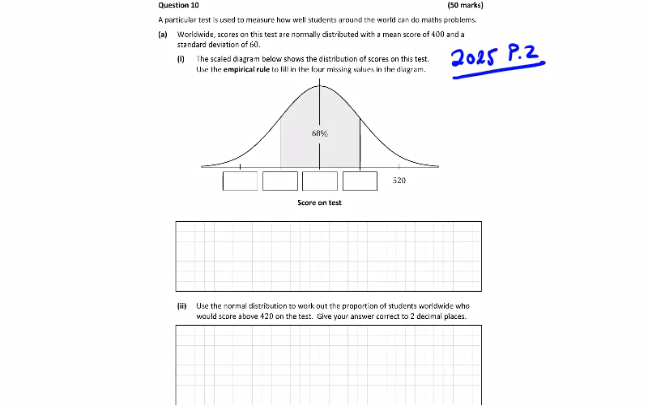2025 question 10 starts off with an empirical rule question. So you know the empirical rule: 68, 95, 99.7 for your 1, 2 and 3 standard deviations. We're given the standard deviation of 60 here. We're also given the mean of 400. So 400 in here, add 60 again, you get 520. Take away 60, take away 60. Nice easy intro. Work out normal distribution to find the proportion of students who scored above 420.